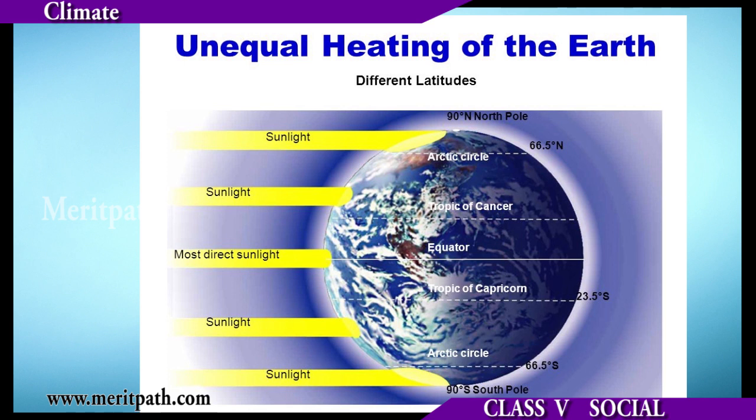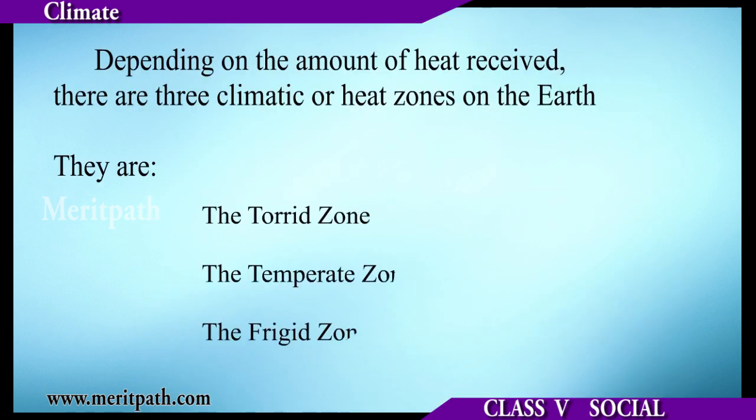Depending on the amount of heat received, there are 3 climatic or heat zones on the earth. They are the torrid zone, the temperate zones, the frigid zone.